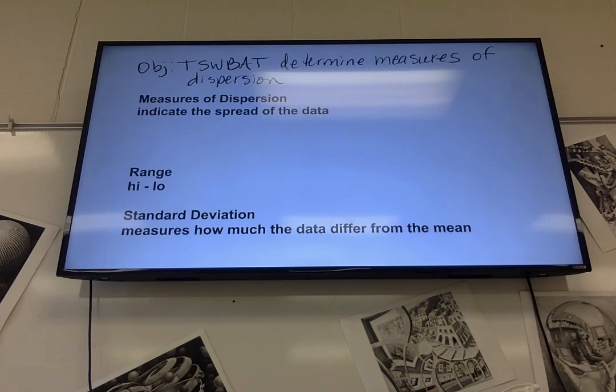We're going to be finding the measures of dispersion in two ways. One is the range. If I ask you for the range, it's just the biggest number minus the smallest number. Simple as that. And then the standard deviation takes a little bit more work to do. It tells how far, on average, all the points are away from the average, the mean. A few steps.